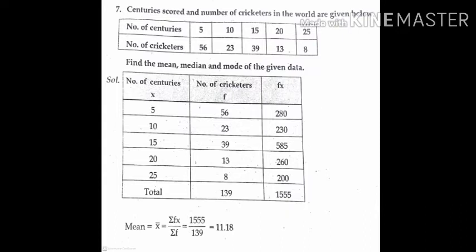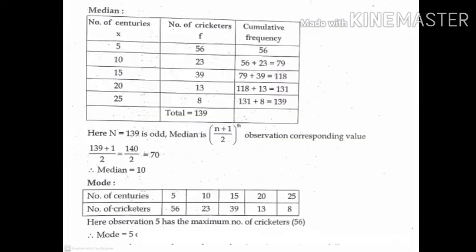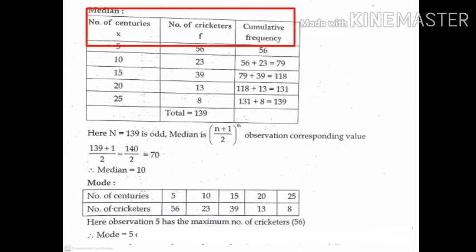Therefore mean x bar is equal to sigma fx by sigma f. Substituting values, sigma fx is equal to 1555 by sigma f is equal to 139. After division we get 11.18. It is the mean. So we have to calculate the median. So we have to create the table with three columns, that is number of centuries x, number of cricketers f and cumulative frequency.